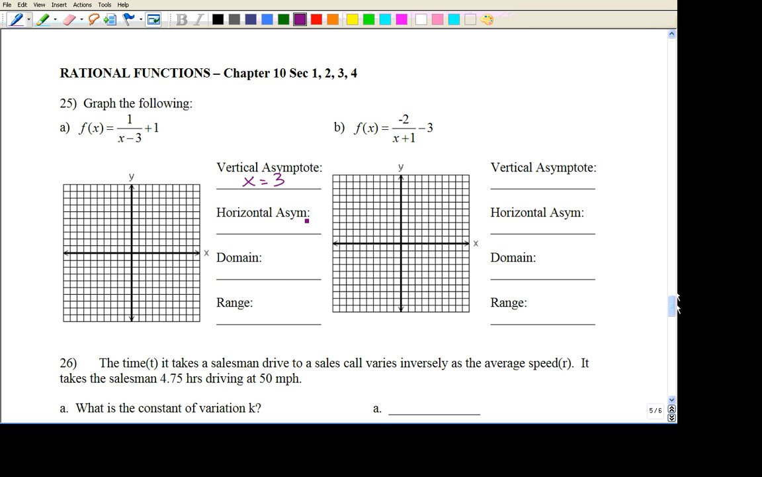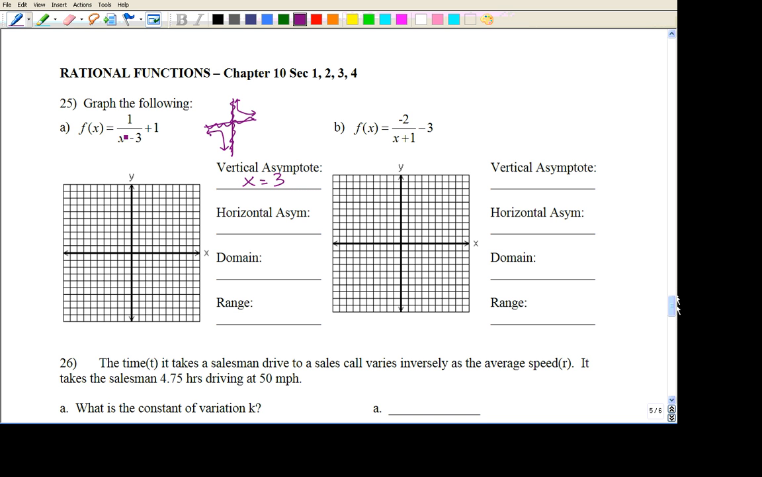For the horizontal asymptote, you look at this last number right here. So we went up 1. So remember that for your parent function, you have asymptotes at x equal to 0 and y equal to 0. And then your graph kind of does this sort of thing.